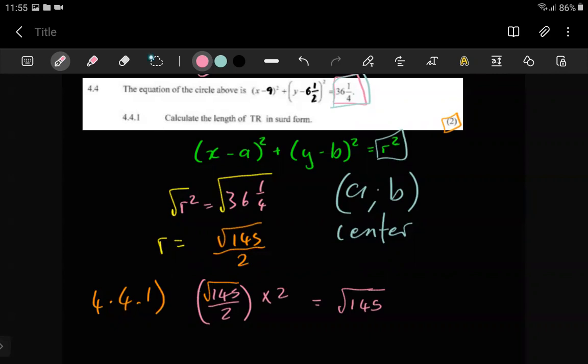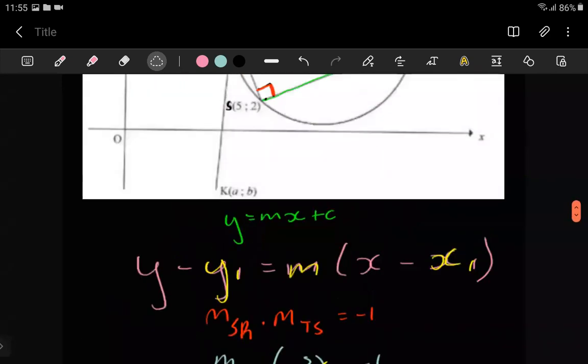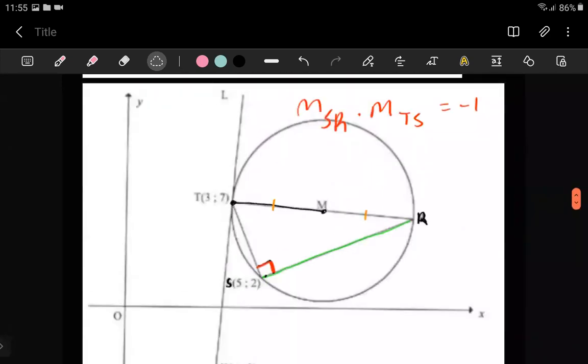TR is just the radius doubled, because that's what we need to take into account. TR is the diameter of the circle. Is that fine? Yeah, that's fine. Perfect. I got it. Perfect.